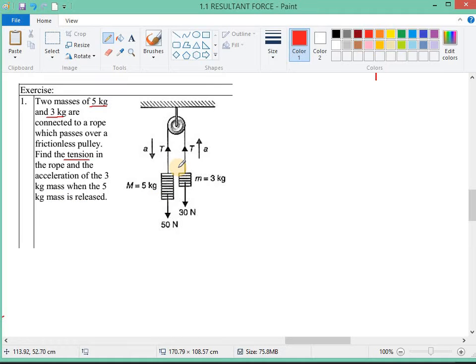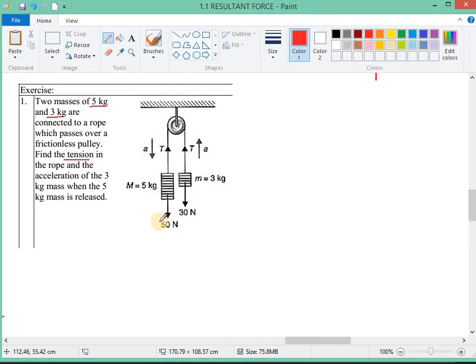So you look at the story, it says what is the acceleration of the 3 kilogram mass when the 5 kilogram is released? Why is it that when the 5 kilogram is released, the 3 kilogram will accelerate up? Because this 5 kilogram is heavier than the 3 kilogram, right or not? So the weight of the 5 kilogram must be larger than the weight of the 3 kilogram.